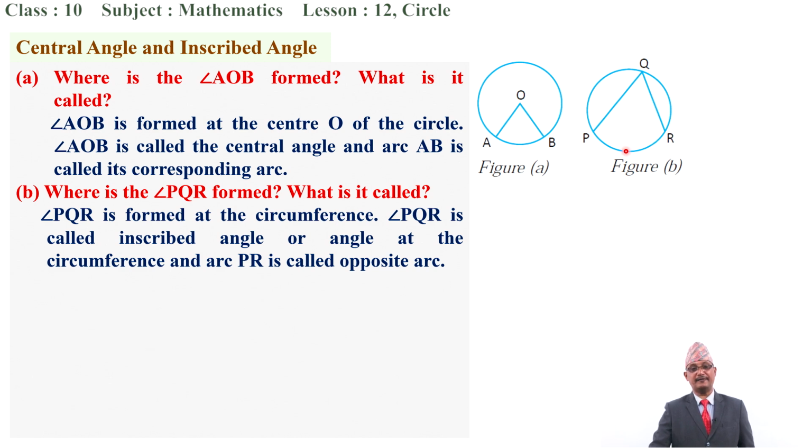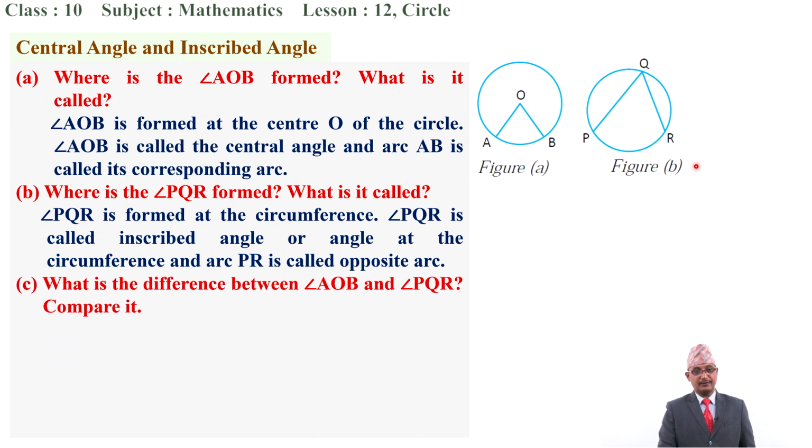Here you have to pay attention. An arc opposite to the central angle is called the corresponding arc. It has a special name. Whereas an arc opposite to the inscribed angle is simply called the opposite arc. So arc AB is the corresponding arc of central angle AOB, whereas arc PR is the opposite arc of angle PQR.